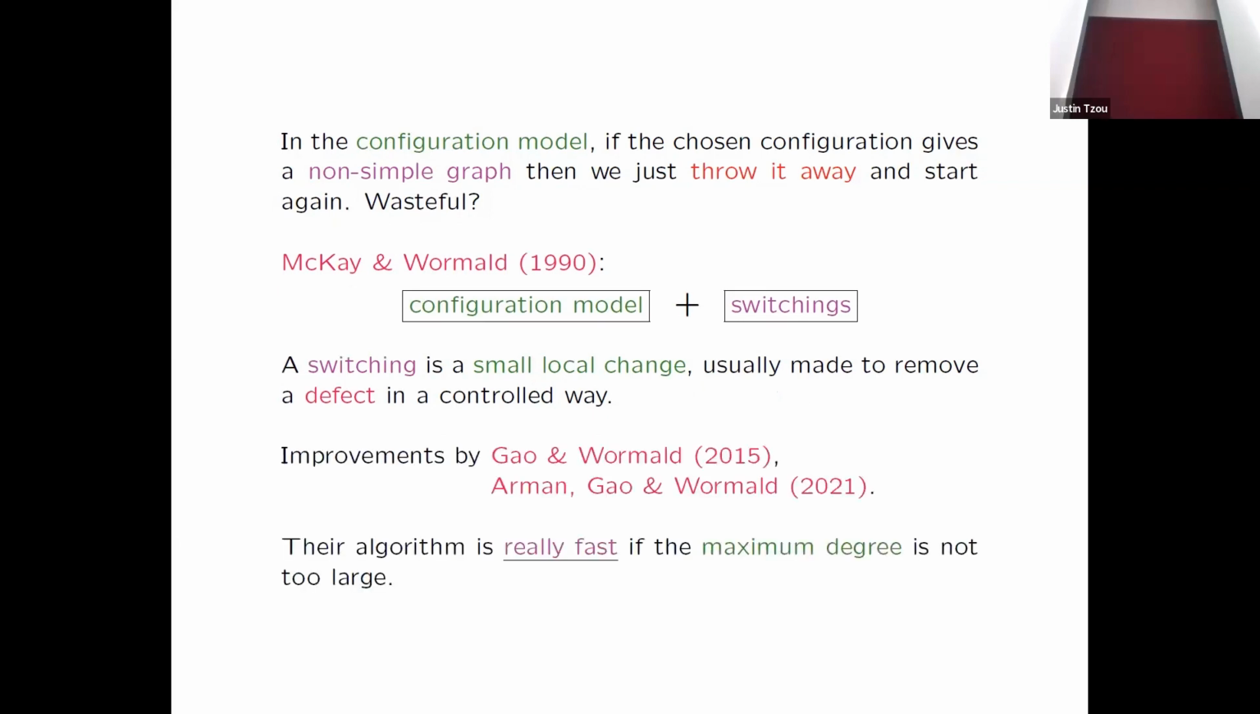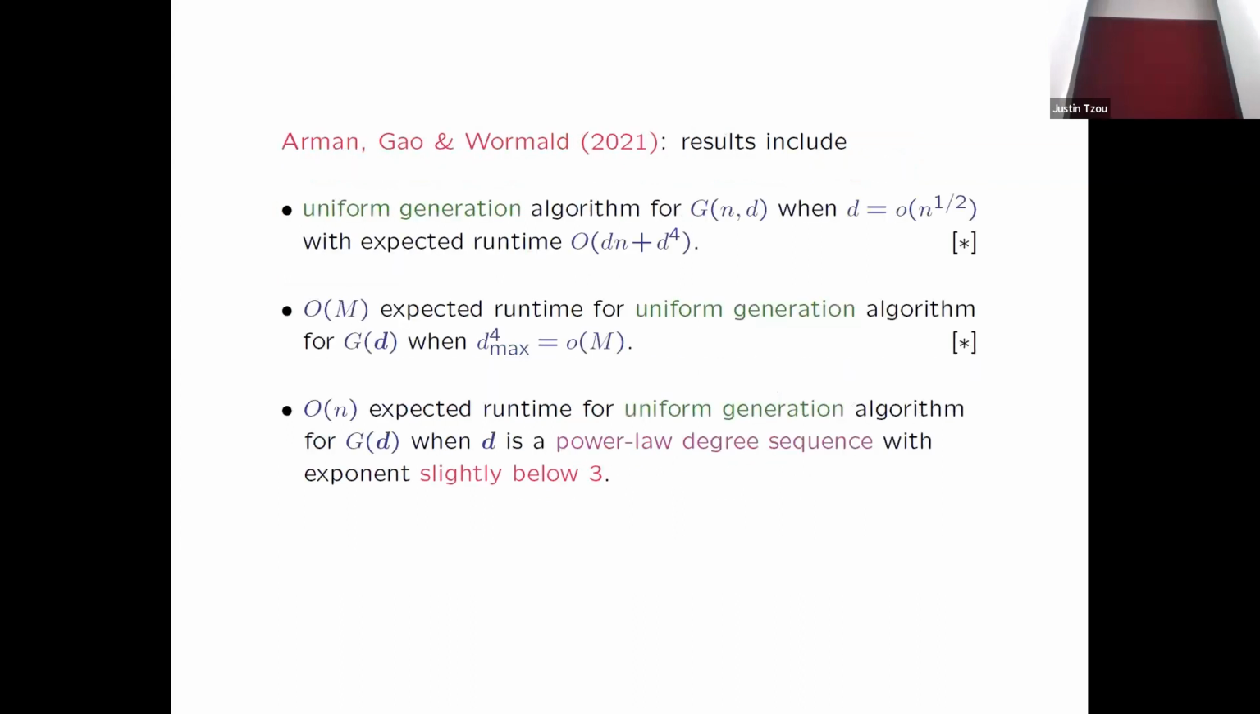And before I tell you the more precise results, improvements have been made recently, first by Gao and Wormald, and then Arman, Gao and Wormald, both extending the range of degrees for which this works and improving the runtime a lot. So this algorithm is really fast if your maximum degree is not too large. And if you can use this algorithm, you should.